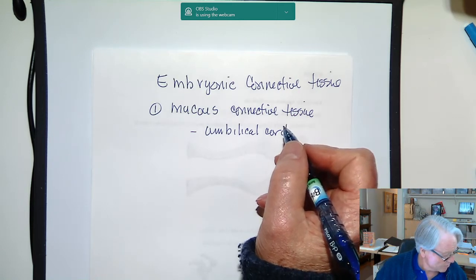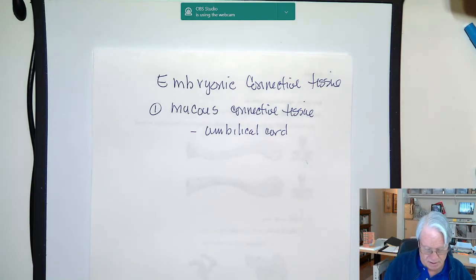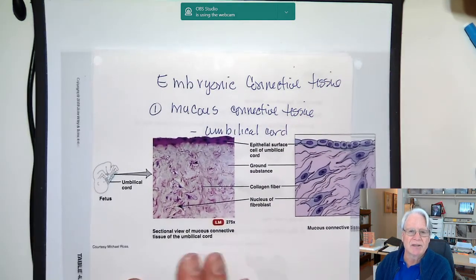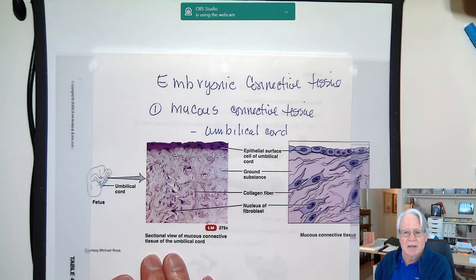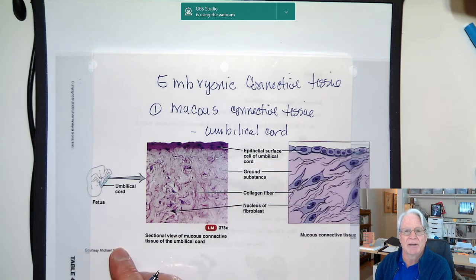So let's see. We have an example of that. And this is mesenchymal. So here it is. And this is mucus connective tissue. And that's it. That's all we really need to know about it. It's the tissue that makes up the umbilical cord.